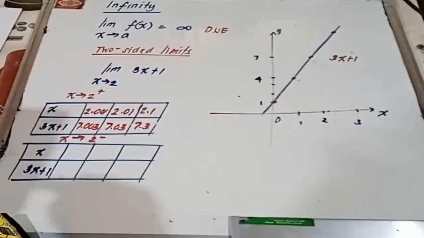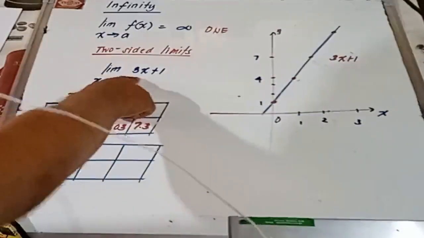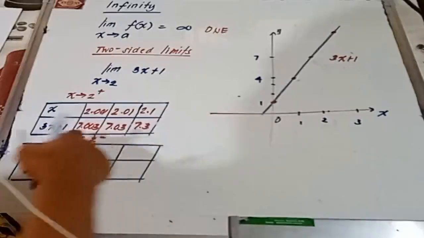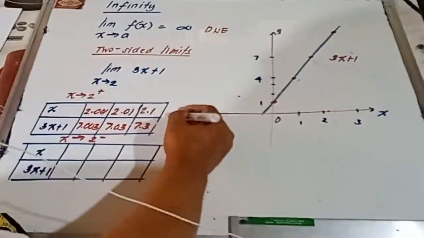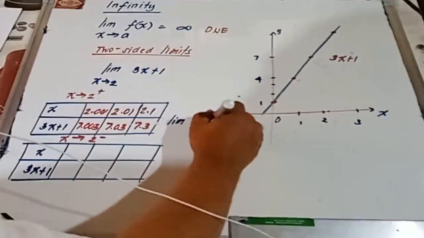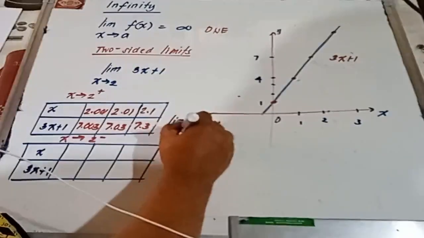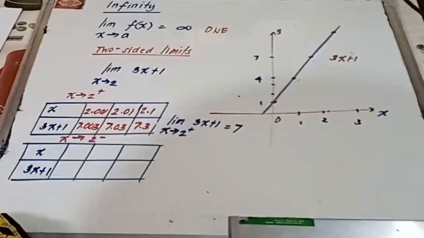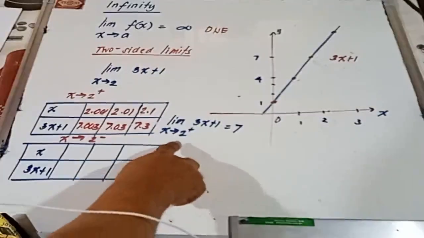And then, anong papansin natin? Papansin natin, as x approaches 2 to the right, yung function natin 3x plus 1 is approaching to its limit. Okay? Ang limit na yon is approaching to 7. So, therefore, the limit of the function 3x plus 1 as x approaches 2 to the right is equal to 7. Okay. And then, try naman natin as x approaches 2 to the left.